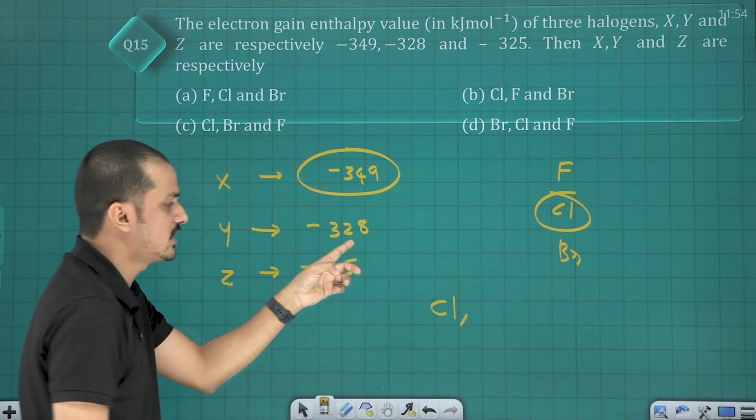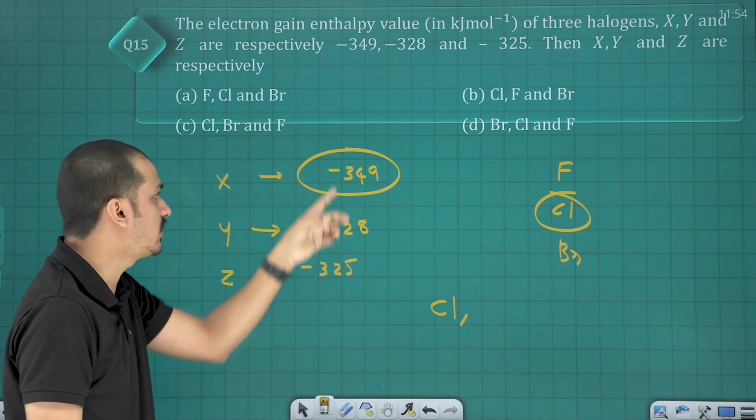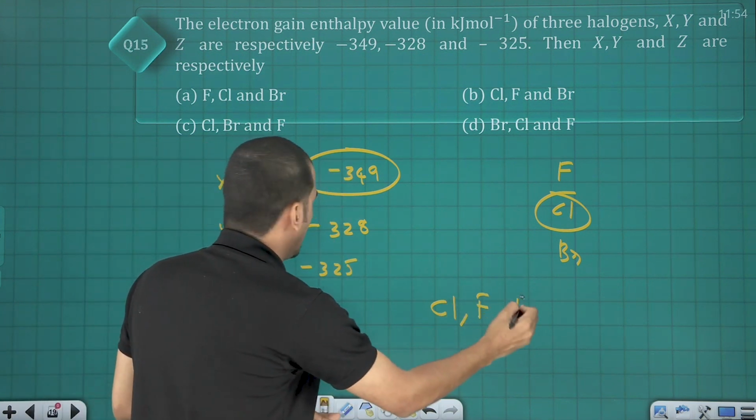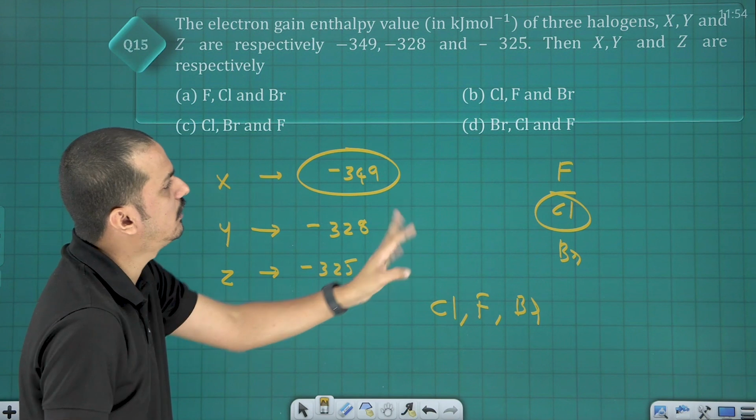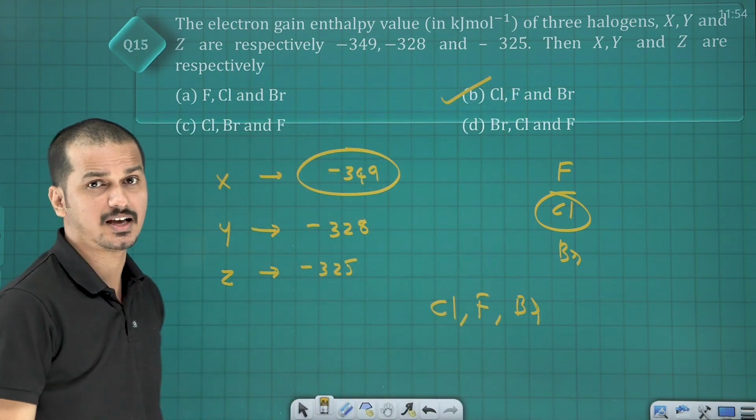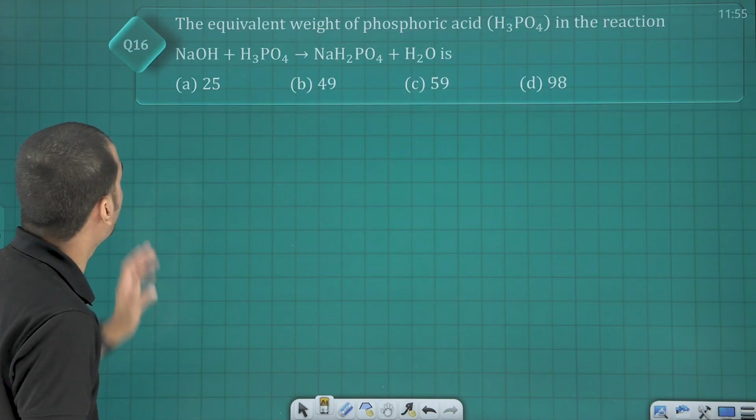What about minus 328? It is not releasing that much, so that should be fluorine. Then bromine should be less. So X, Y, Z are chlorine, fluorine, bromine. Option B is the correct answer. Now we can go to question number 16.